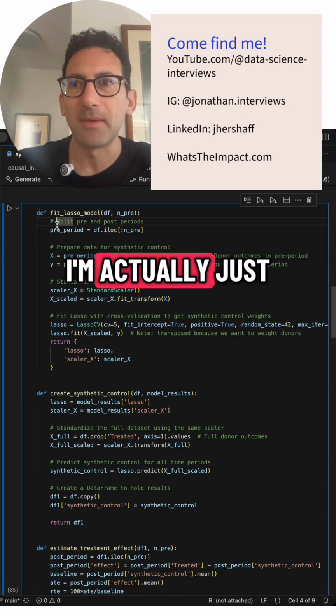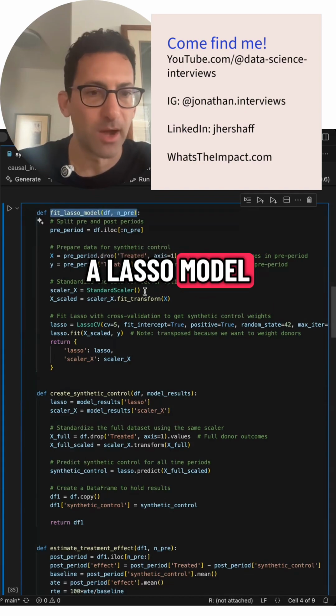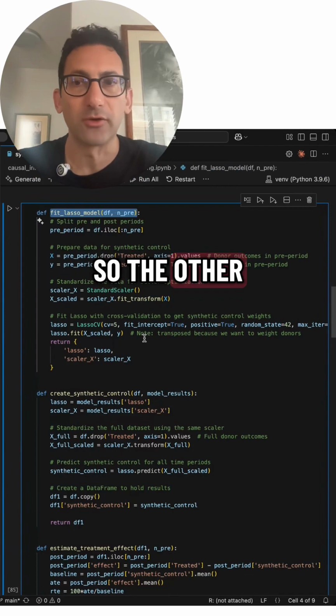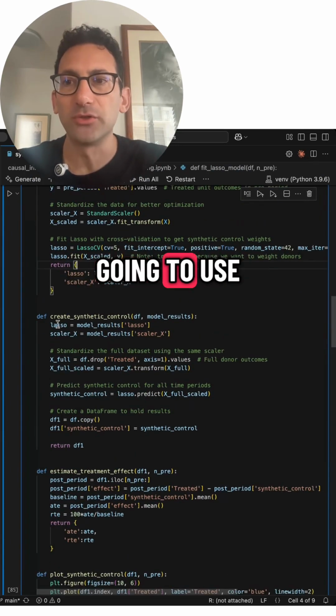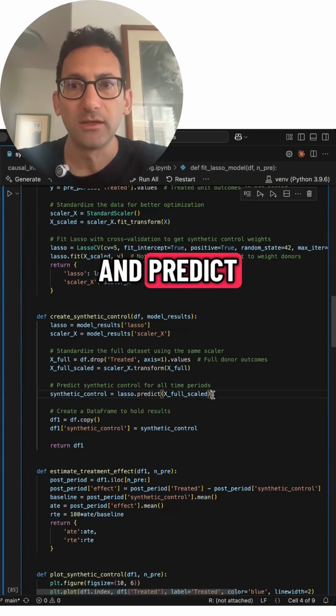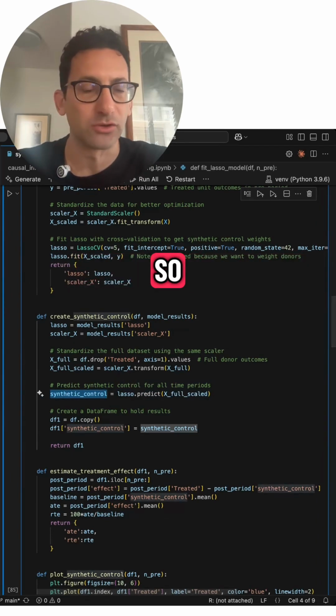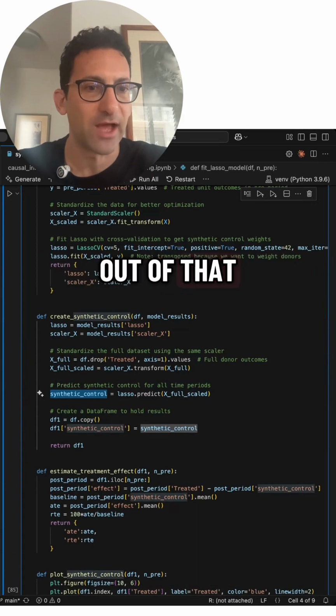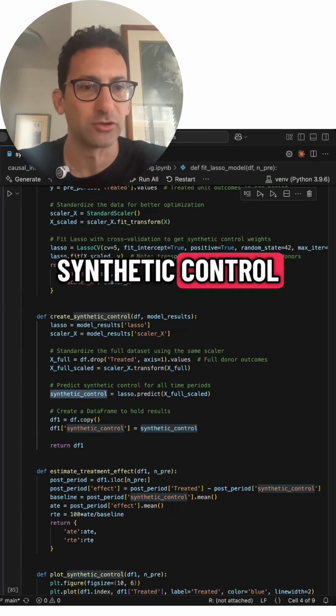So in this case, I'm actually just going to fit a lasso model on the donors, so the other markets. I'm then going to use that lasso model and predict the synthetic control. So I'm basically going to take the predictions out of that lasso model to develop the synthetic control.